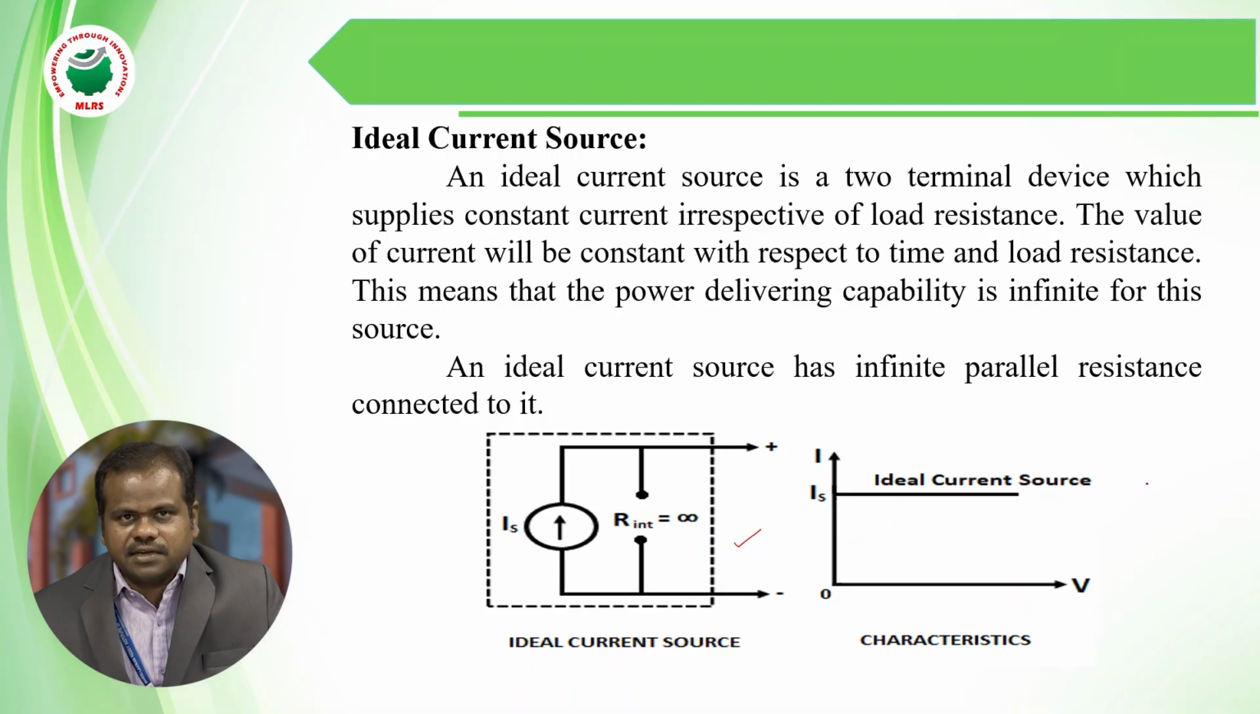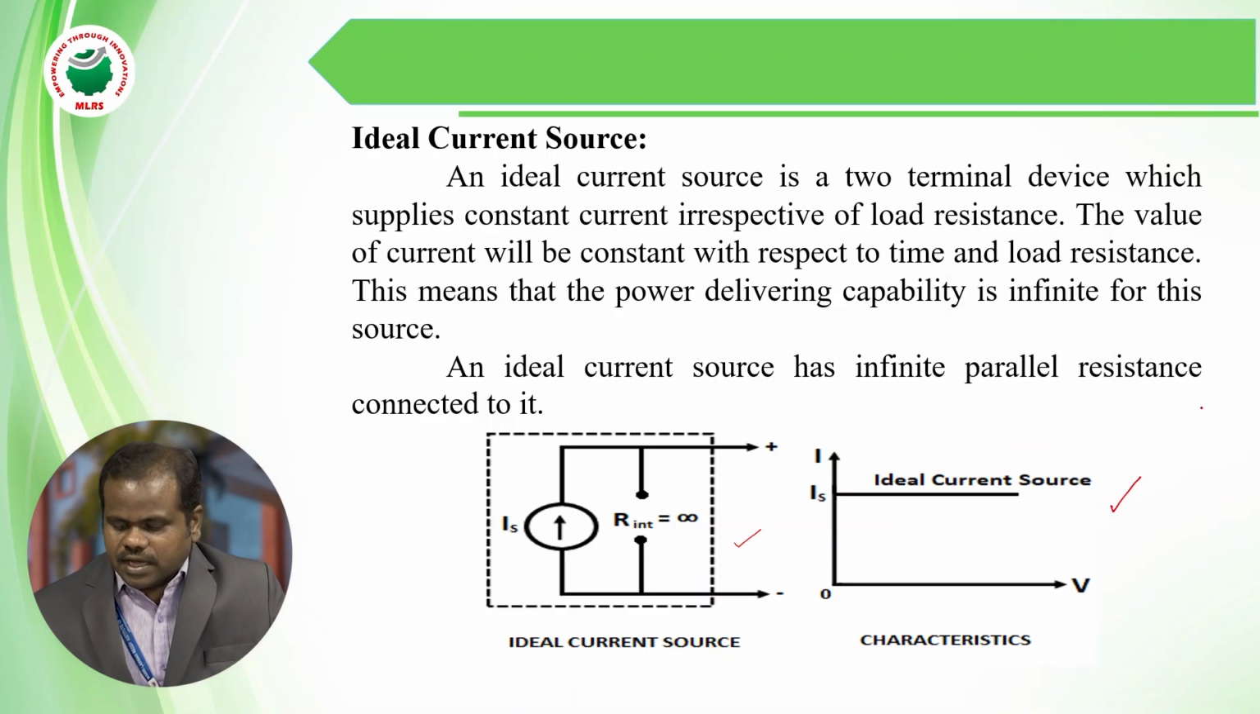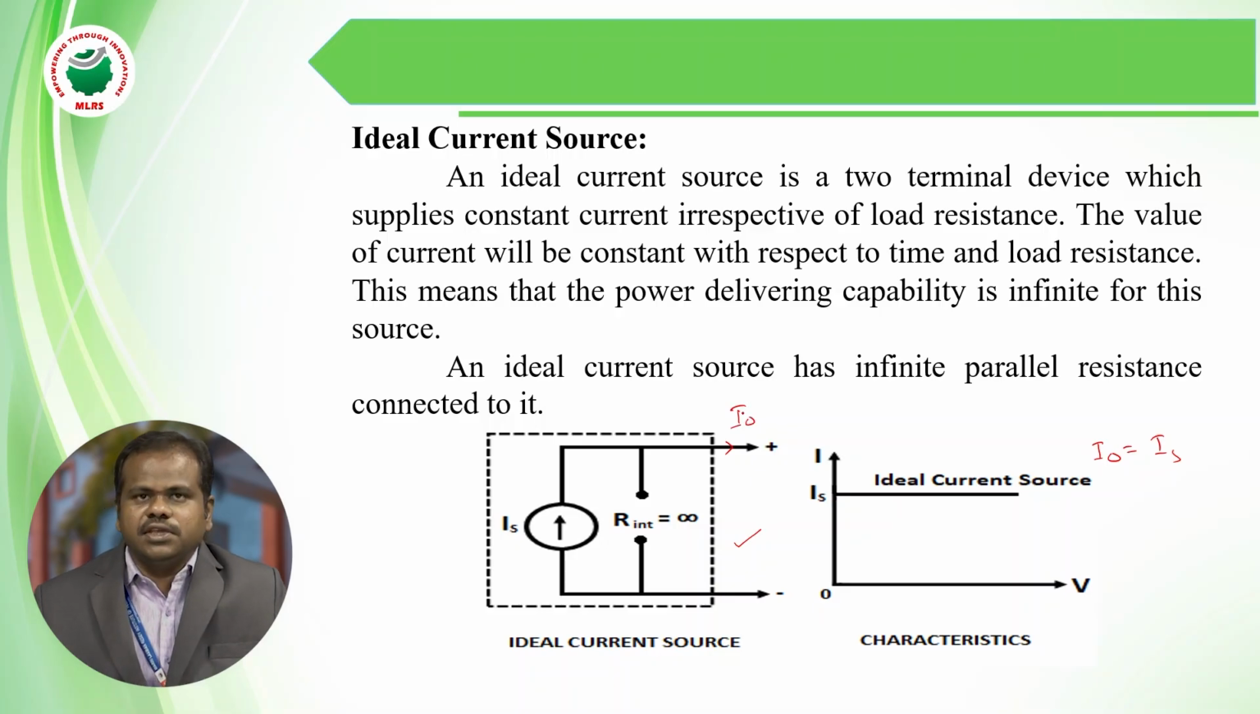So coming to the characteristics, in this case it can be observed that with respect to voltage or load resistance, the current remains constant. So nothing but I naught is equal to Is. So here I naught represents the current through the load or output terminals.